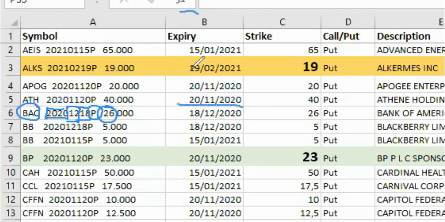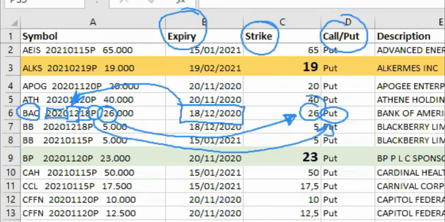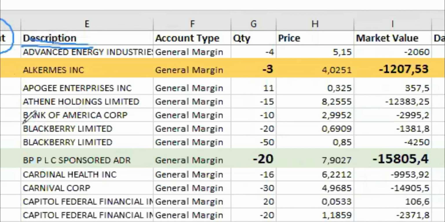We can see here on the next column, the one that's called expiry, that the date obviously coincides with the information that the symbol has. Strike 26 is also shown in this separate column that's called strike. The P that we saw here is also shown on a different column called call or put. Where it says description, we can see the name of the company, the underlying of the put. In this case that we're talking about, BAC is Bank of America. The account type could be general margin or cash secure. In this case it is general margin.